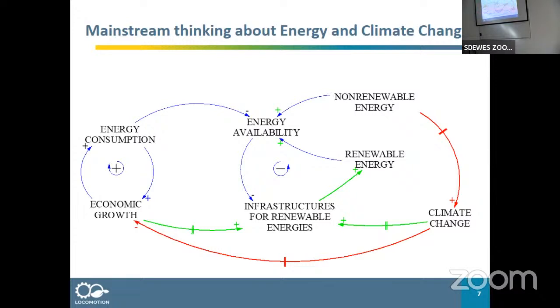And here we have again a new balancing loop. If we have more energy availability, we will have less construction, we will build fewer facilities for renewable energies. If we have more facilities for renewable energies, obviously we will have more renewable energy capacity. If we have more renewable energy capacity, we will have more energy availability. Okay? So this is a balancing loop.